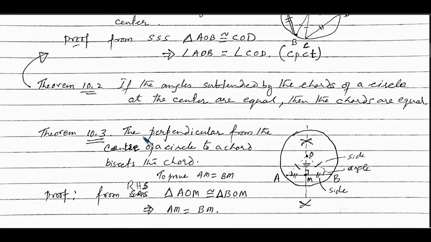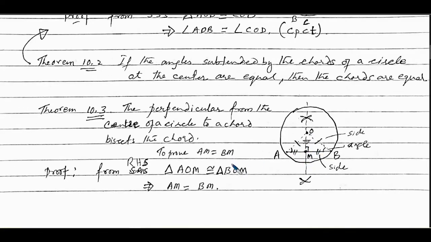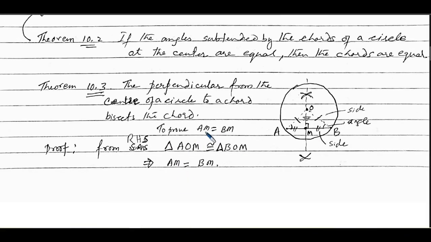Now let us see what theorem 10.3 says. The perpendicular from the center of a circle to a chord bisects the chord. This we have seen. This is an isosceles triangle. If I draw a perpendicular, then similarly here also you can show that AM is equal to MB.